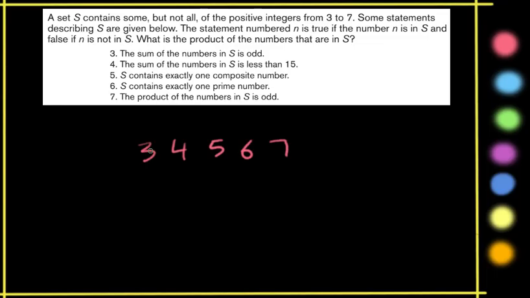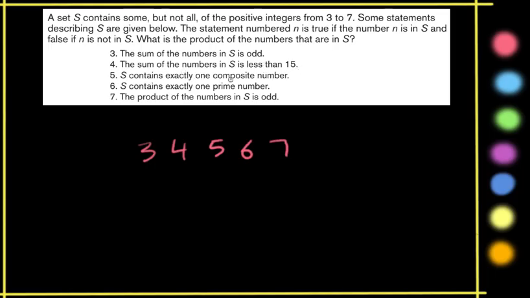One way to start attacking a problem like this is to think about whether there are any two that can't be true at the same time. Is there any contradiction? For example, the sum of the numbers in S is odd. Does that contradict any of these others? The sum of the numbers is less than 15. That doesn't seem to contradict that.